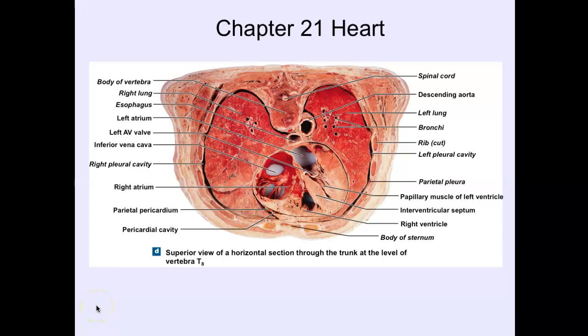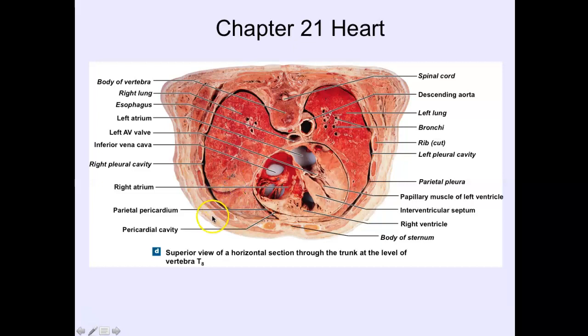All right, so this is chapter 21, the heart, introduction. So let's look at the orientation of the heart. If you remember the body cavities, the heart is located in the mediastinum, which is a subcavity of the thoracic cavity and between the two pleural cavities.